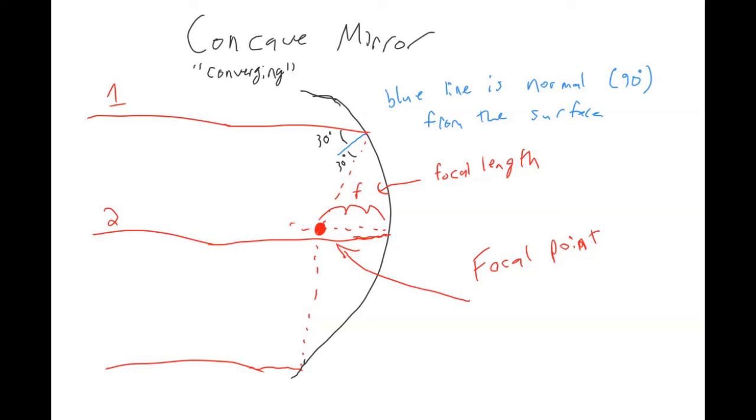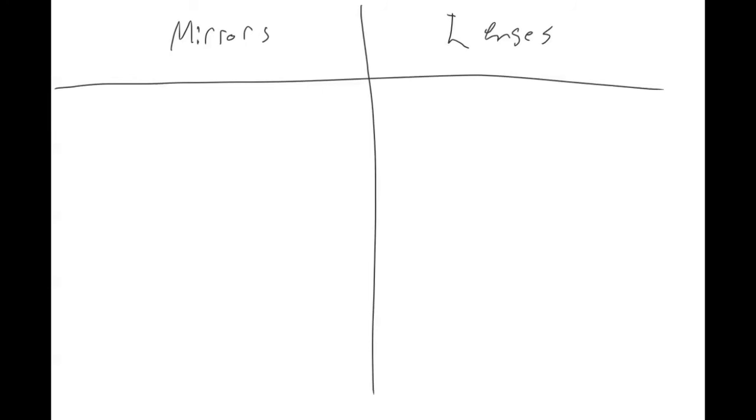And so if you remember lenses, this is basically the opposite of what lenses do. So for a concave lens, the light goes in and then it spreads out behind it. But for a concave mirror, the light comes in and then because it gets reflected, it converges the light. So maybe I'll draw a comparison between those two things. So for mirrors, and then lenses. Concave, convex.